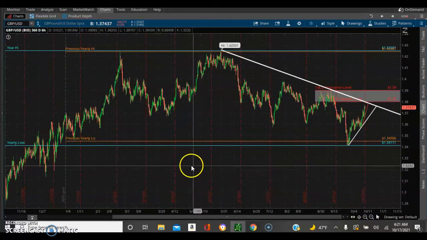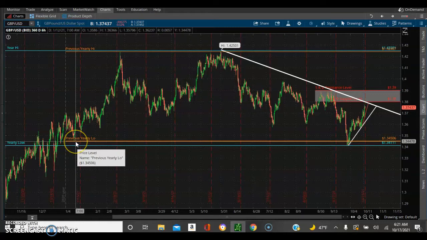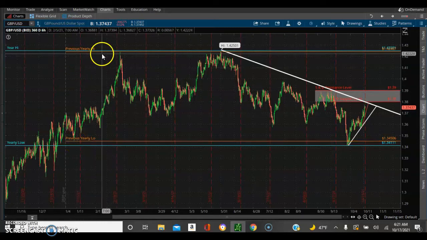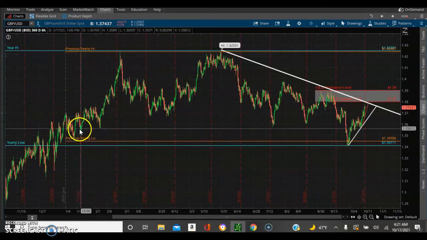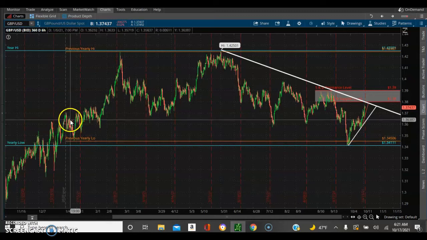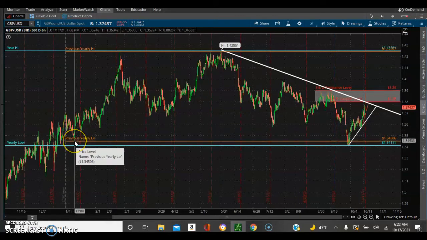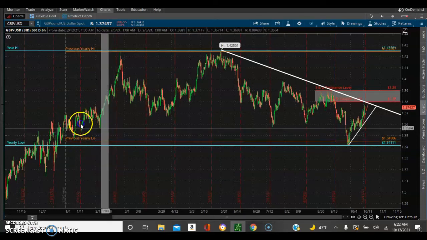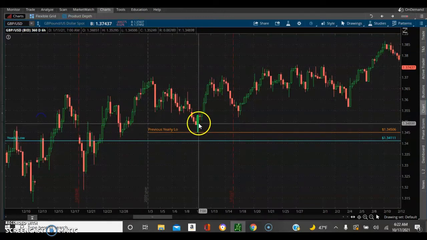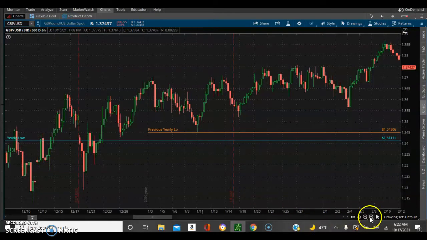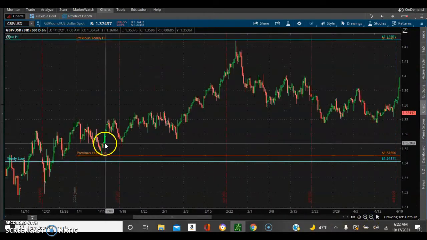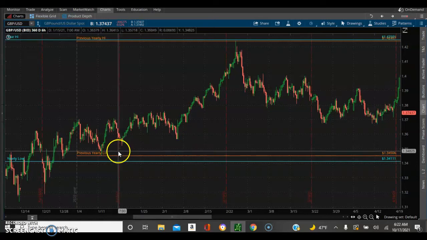We're going to discuss a few things. We're going to talk about the previous yearly low and the previous yearly high. At the beginning of this year, it created a low for the year. That's the first low of the year, back on January 11th, 7 a.m. It created the low, and from there the market thrived and moved to the upside.